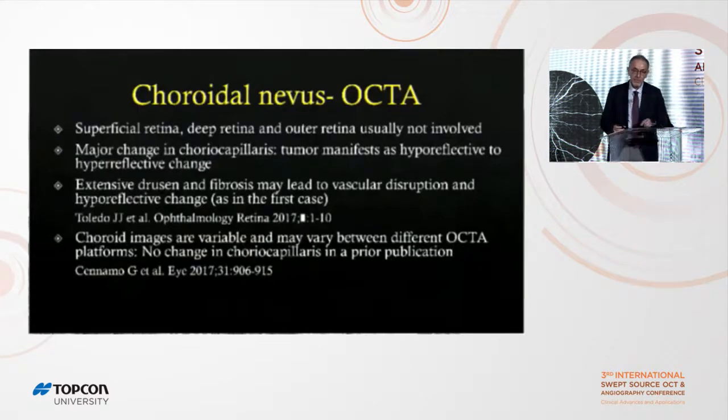Summing up the OCTA findings in choroidal nevus, the retinal layers are usually not involved, and the major change is in choriocapillaris. Tumor manifests as hyporeflective to hyperreflective change, and extensive drusen and fibrosis on the tumor surface may lead to vascular disruption and a hyporeflective change, as in our first case, and this finding has been reported before by Toledo and associates. And choroidal images are variable and may vary between different OCTA platforms, and there was no change in choriocapillaris in patients with choroidal nevus in a prior publication by Gennamo and associates.